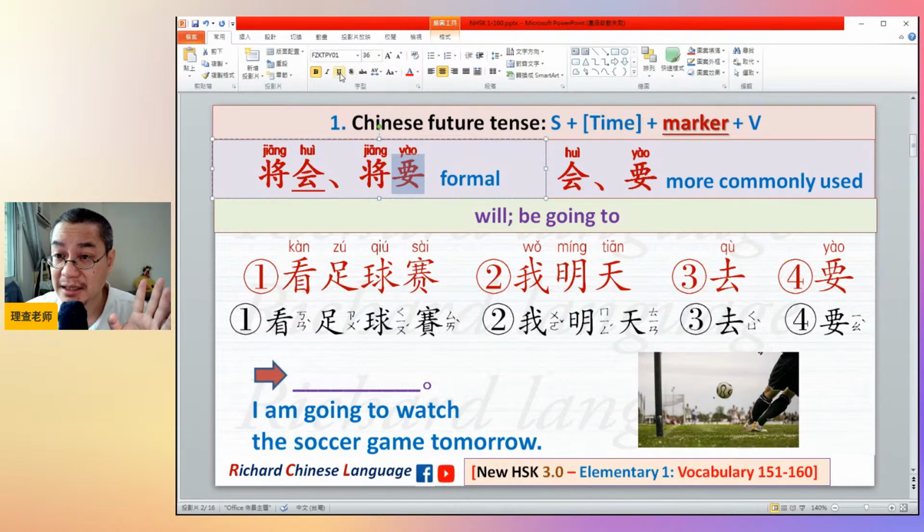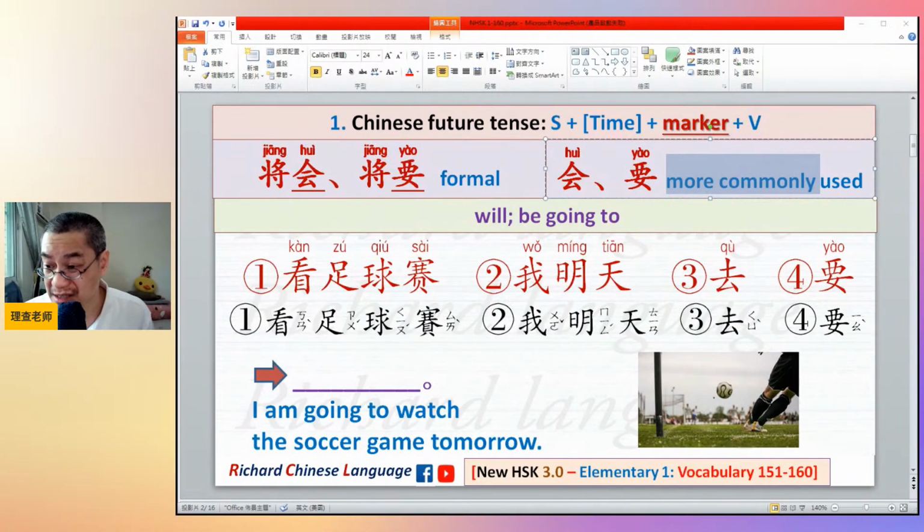So when we use 会 or 要, it also means will or be going to, and they are more commonly used in our daily conversation. Okay, so that's the way we use it.